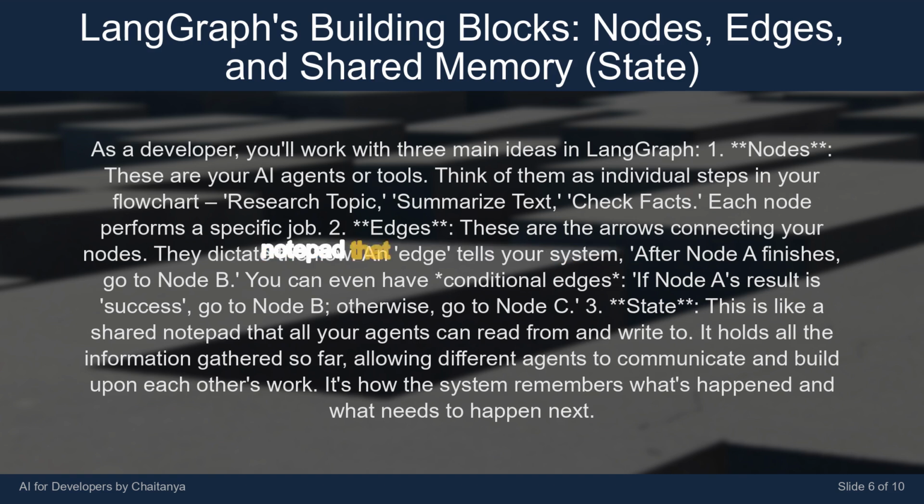3. State. This is like a shared notepad that all your agents can read from and write to. It holds all the information gathered so far, allowing different agents to communicate and build upon each other's work. It's how the system remembers what's happened and what needs to happen next.